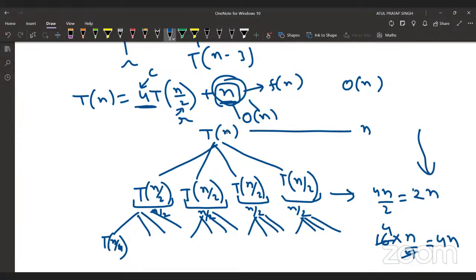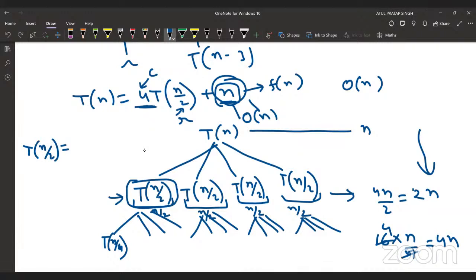But in each and every operation, this n is changing. In the first step, this n is n. In the second step, this n is 2n. In the third step, it will become 4n. So in the second level, you can see this is a subproblem T(n/2).